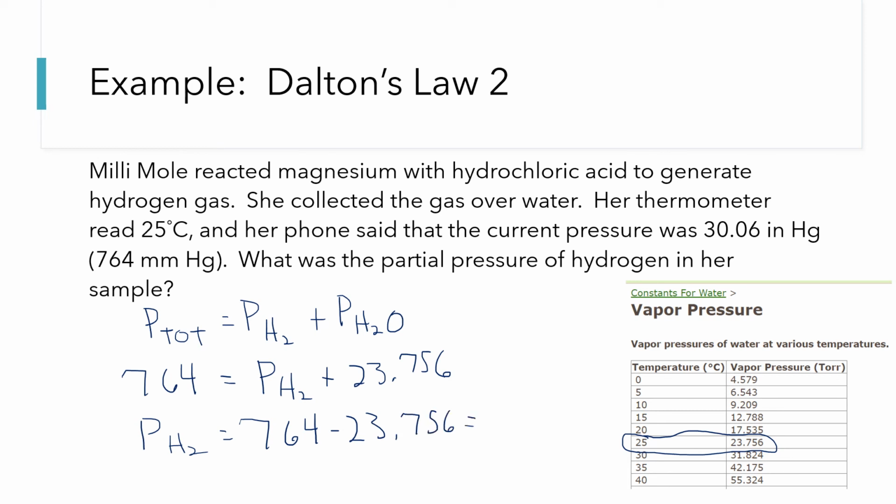So to get the pressure of hydrogen all by itself, I'm going to take 764 and subtract 23.756. So if I run that through my calculator, 764 minus 23.756, that is giving 740.244. And I think sig fig wise, we really should round that to the nearest whole number. So that's going to be 740 millimeters of mercury that are due to hydrogen gas.